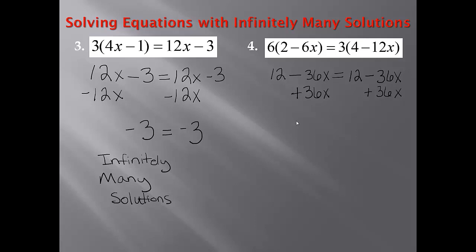So we have 12, and negative 36x plus 36x is 0, so we just have 12 on the left-hand side, and that equals 12 on the right-hand side, and then we have negative 36x plus 36x, which again is 0. So now we have 12 equals 12. Since this is a true statement, our answer is infinitely many solutions.